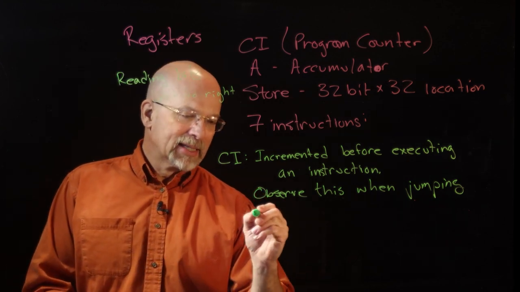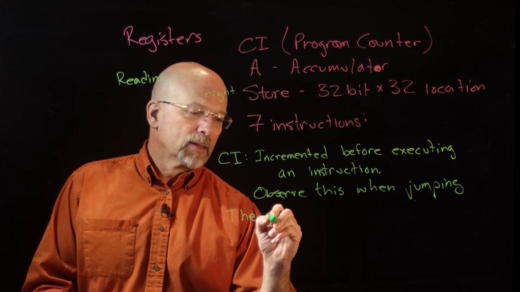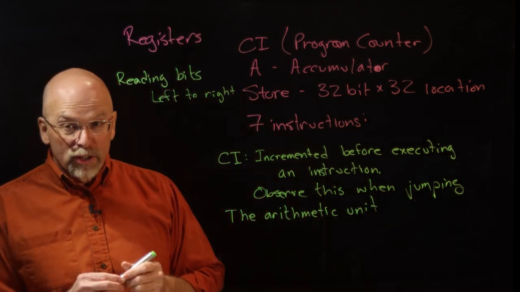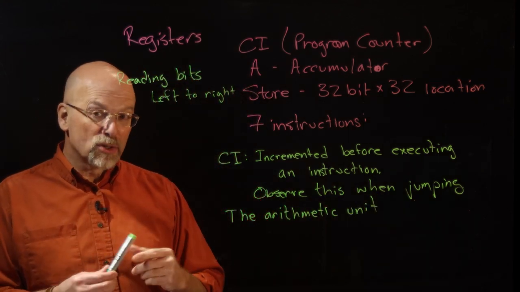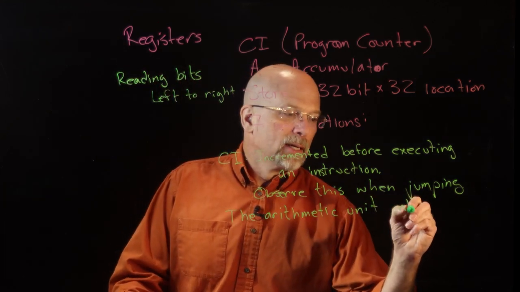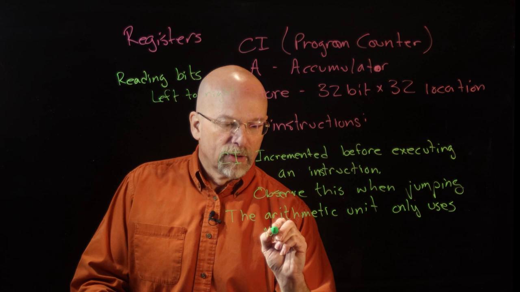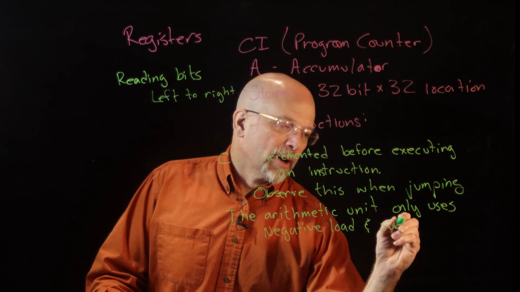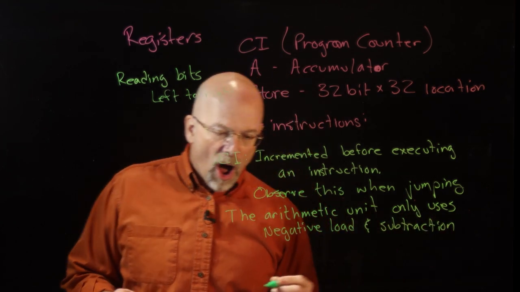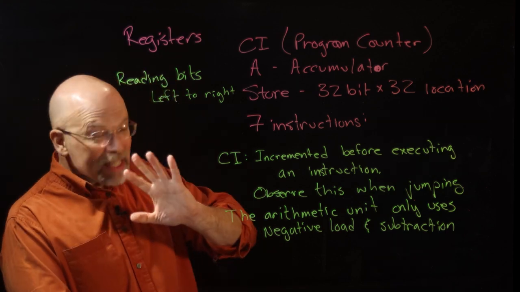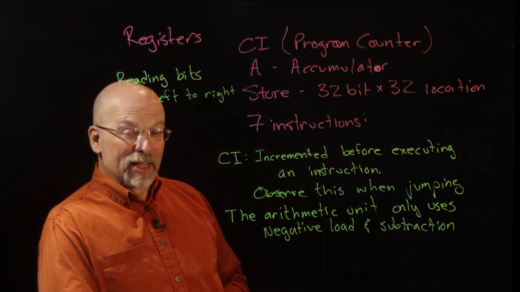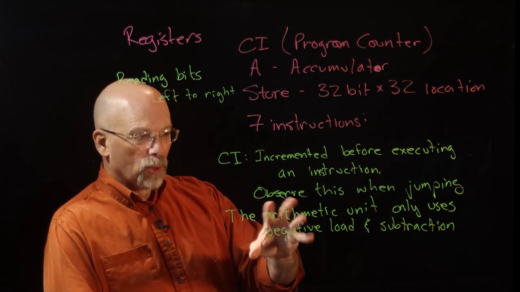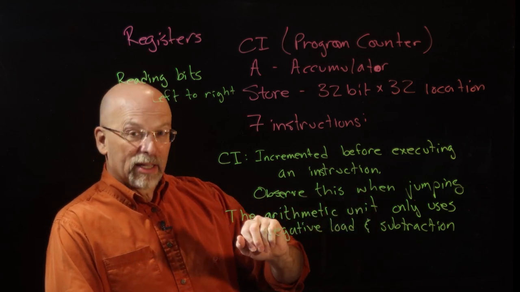Another thing is the arithmetic unit, which does everything with 32-bit integers in 2's complement, but remember, it only uses negative load and subtraction, right? So oftentimes, and this is not great whenever you've only got 32 memory locations, if you want to keep your numbers positive, you'll be doing everything in negative in your arithmetic unit for subtract.